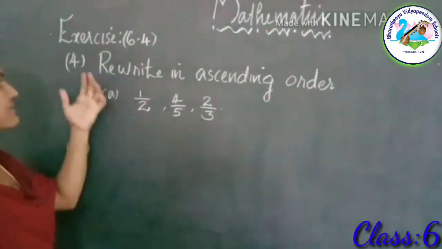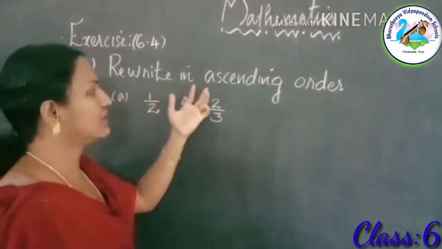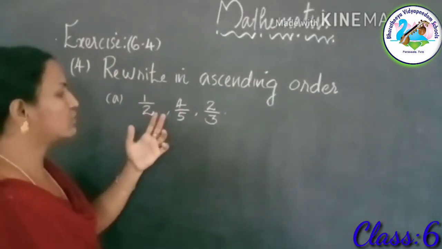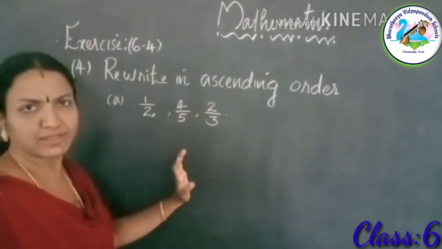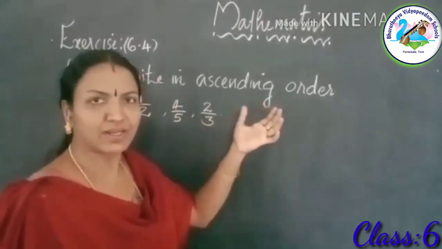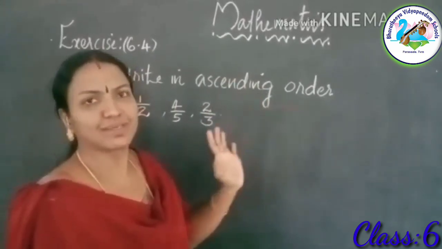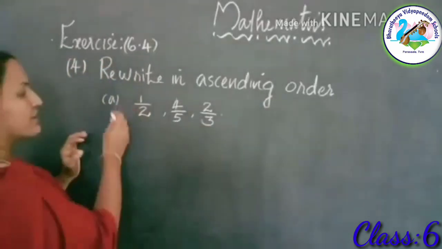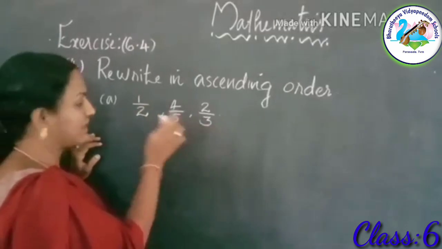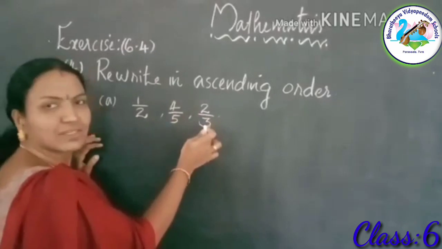Next, we shall discuss the fourth problem from exercise 6.4. Rearrange in ascending order. Option A: 1 by 2, 4 by 5 and 2 by 3. Rearrange these fractions in ascending order. What is ascending order? Ascending order means arrangement from smallest to biggest. Here the denominators of these fractions are different. The first fraction's denominator is 2, the second 5, the third 3.